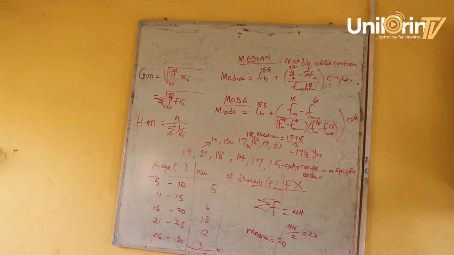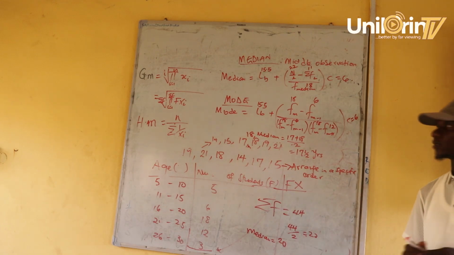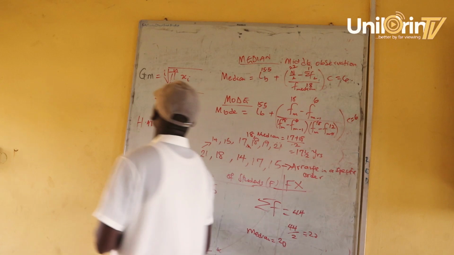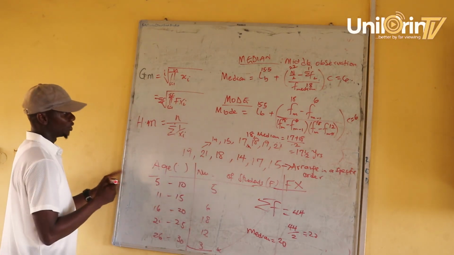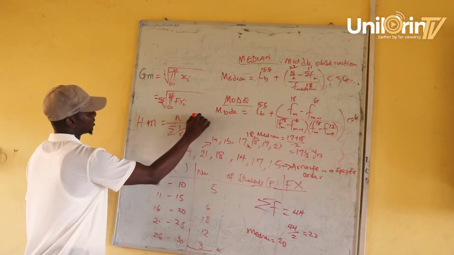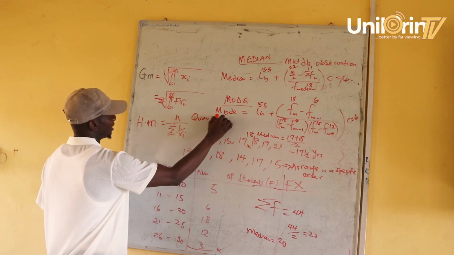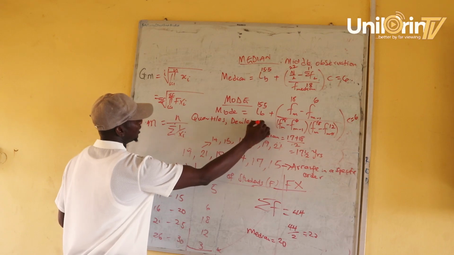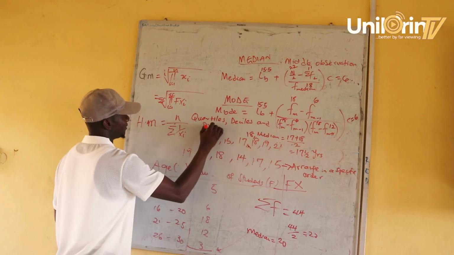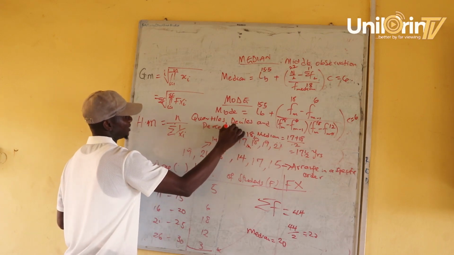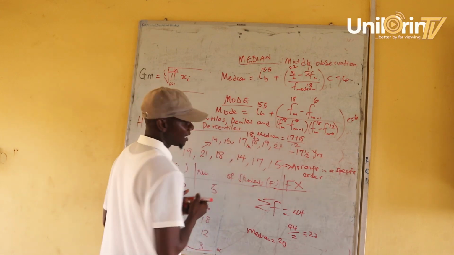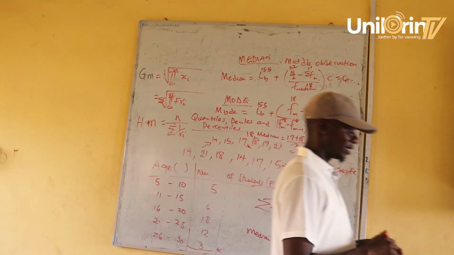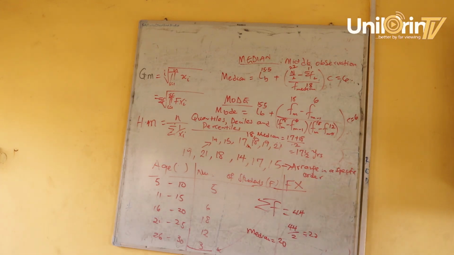So in continuous data, we can also have some measures like quartiles under measures of location. Quartiles, I will advise you to look at that. Deciles and percentiles. Quartiles, deciles, and percentiles. You can ask with regard to those ones.